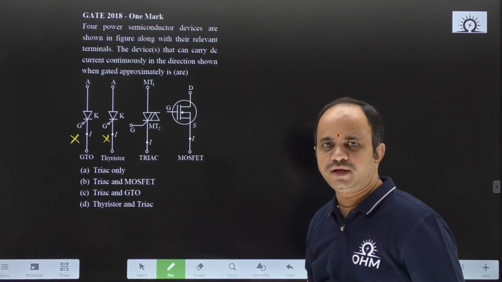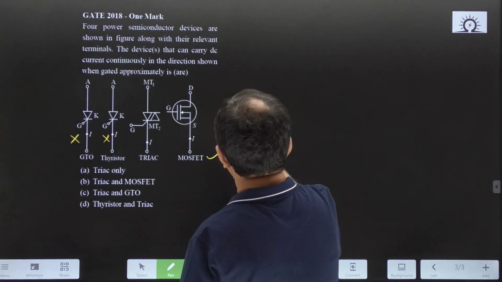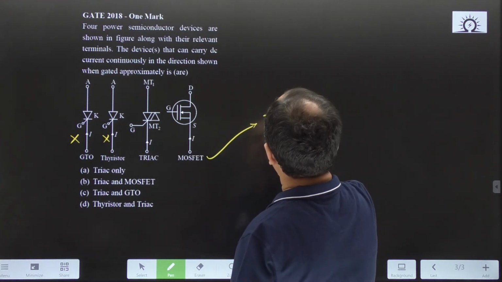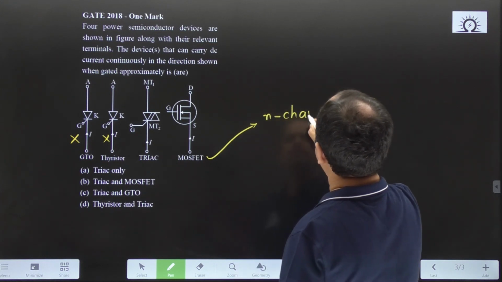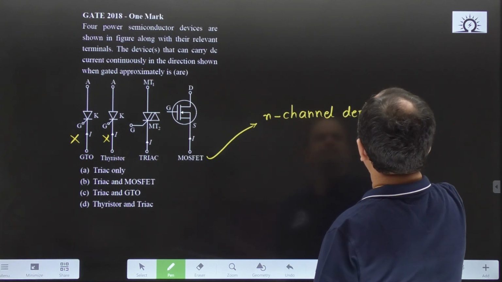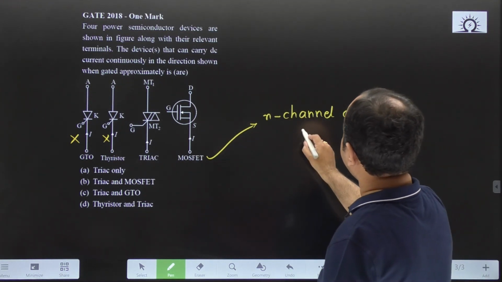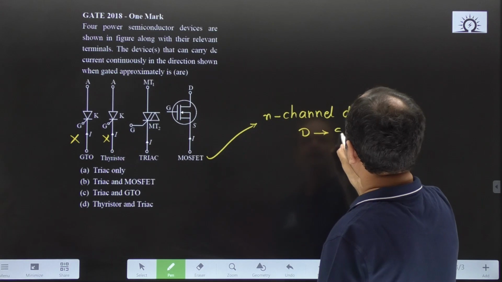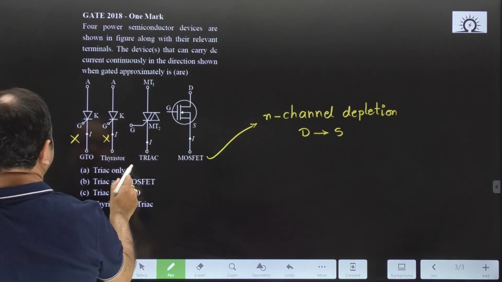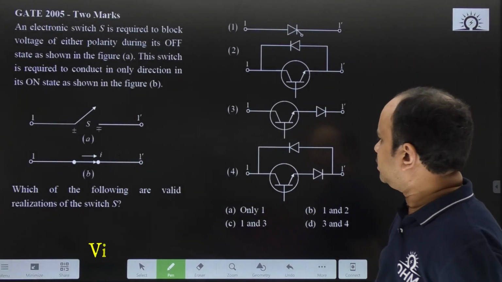Triac is a device that can carry the current in both the directions. Okay. Next, coming to this, this MOSFET is an N channel depletion MOSFET. So, the basic reference direction for the current, it can carry the current from drain to source. Therefore, for this question the answer will be triac.